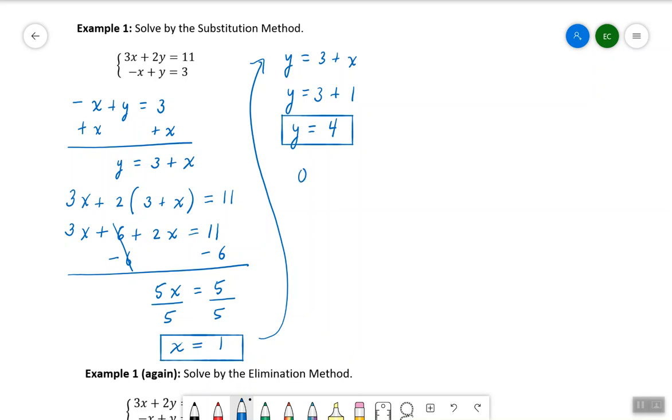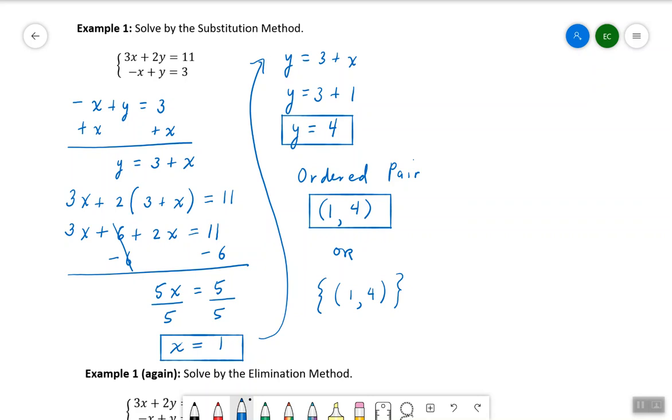A lot of times we want to write our answer as an ordered pair. And so we would write 1, 4 as an ordered pair. Or we could even use set notation. And so set notation, remember, has braces. And what this says is just that there's only one solution. So there's only one ordered pair inside the braces. And that ordered pair is 1, 4. The set notation is what you'll see in MyMathLab when you're doing the homework problems.